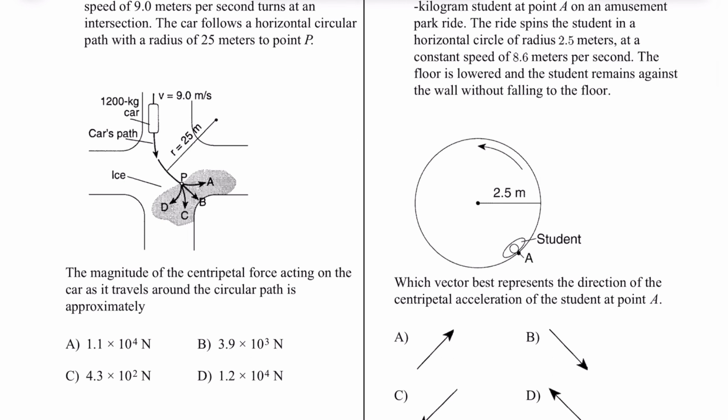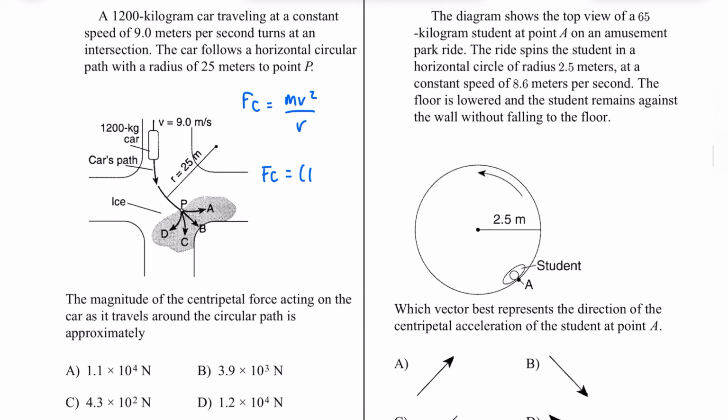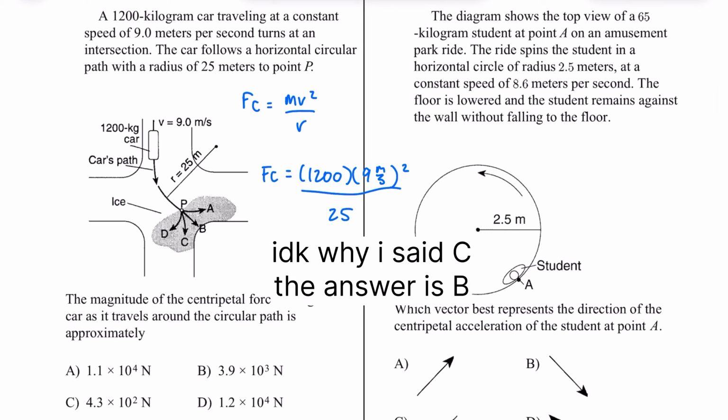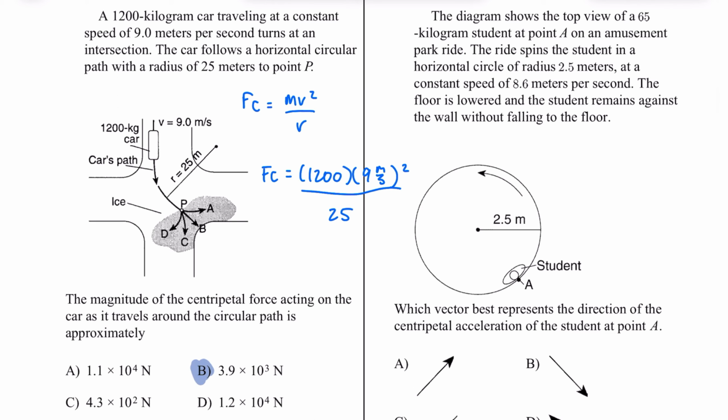So centripetal force is super easy. In this question, it gives us all the values, so we just plug it into the equation. So Fc equals mv squared over r. So Fc, it tells us that the mass is 1,200. The velocity is 9 meters per second squared all over the radius of 25 meters. And we're going to get a value of C, 3.9 times 10 to the third newtons.